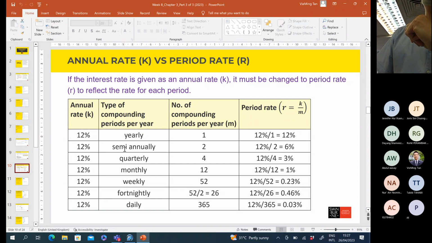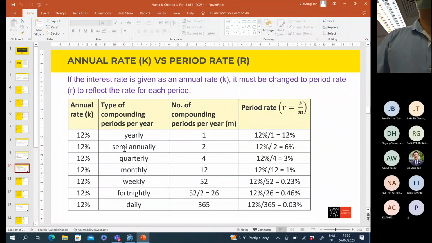If the interest is invested semi-annually, what's the meaning? That means every 6 months. Semi-annually means every half year, or every 6 months, right? So in 1 year, how many times will the interest be given to the investor? 2 times. It can be the first time in June, the second time in December. So M is equal to 2. In 1 year, interest will be given to the investor 2 times.